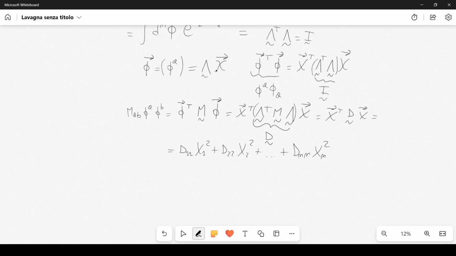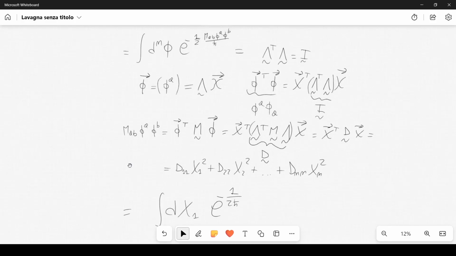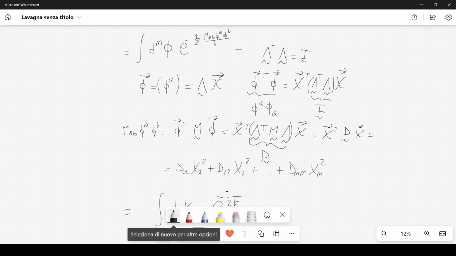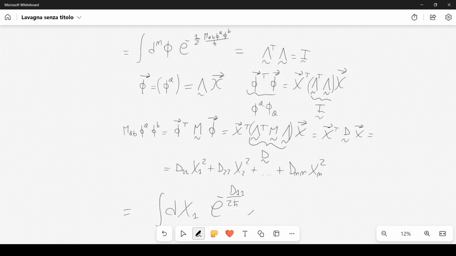So this integral up here will be equal to, so we have something like this. We have the first integral of the kind dχ1 e to the minus, we have 1 over 2ħ here, and then we have d11. So let me put d11 here. And then you have χ1 squared up here.